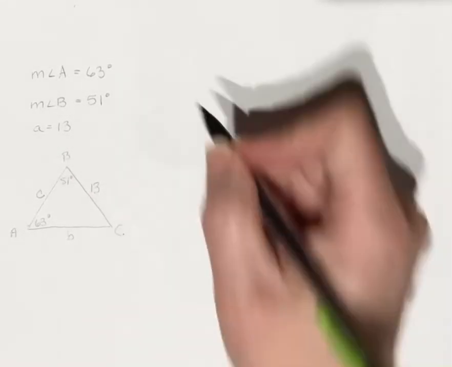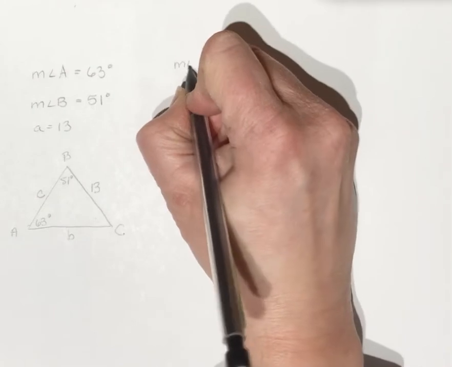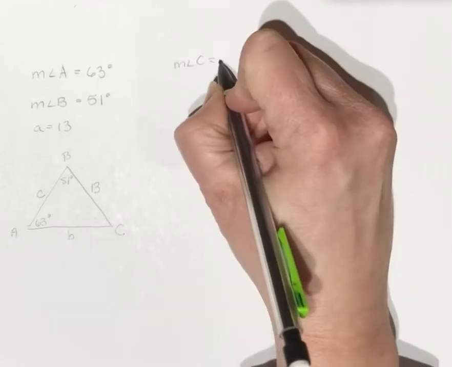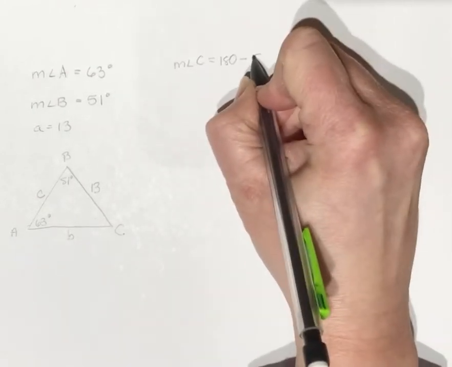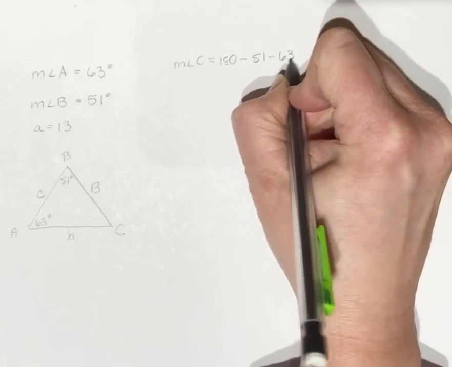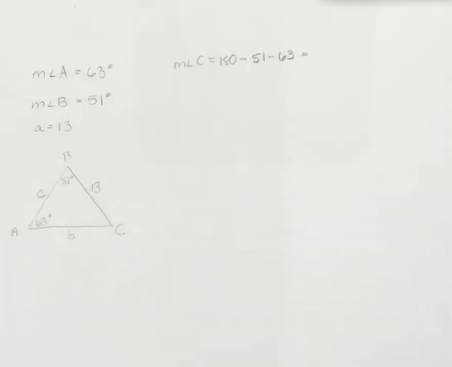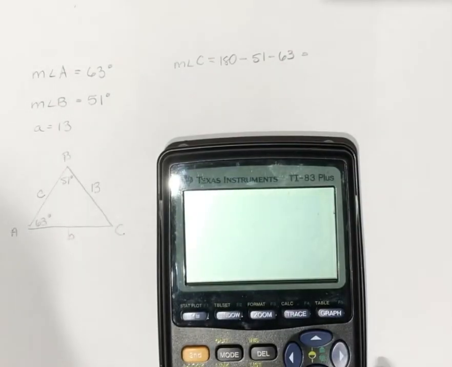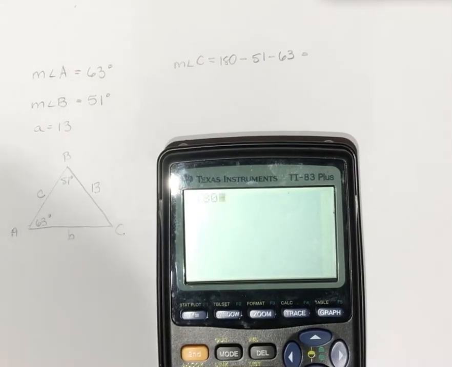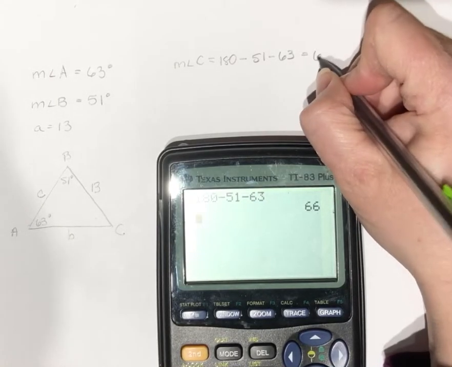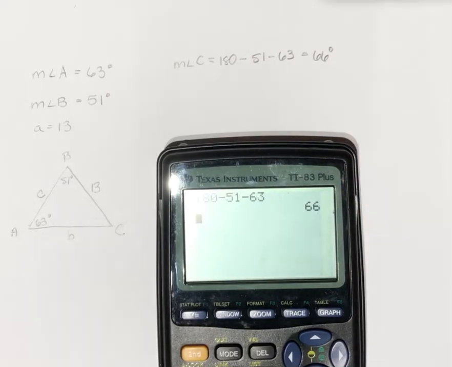Finding your third angle, easy. Measure of angle C equals 180 minus 51 minus 63. And I'm going to use a calculator today so I don't screw any of this up. So 180 minus 51 minus 63. And so this is 66 degrees, okay?